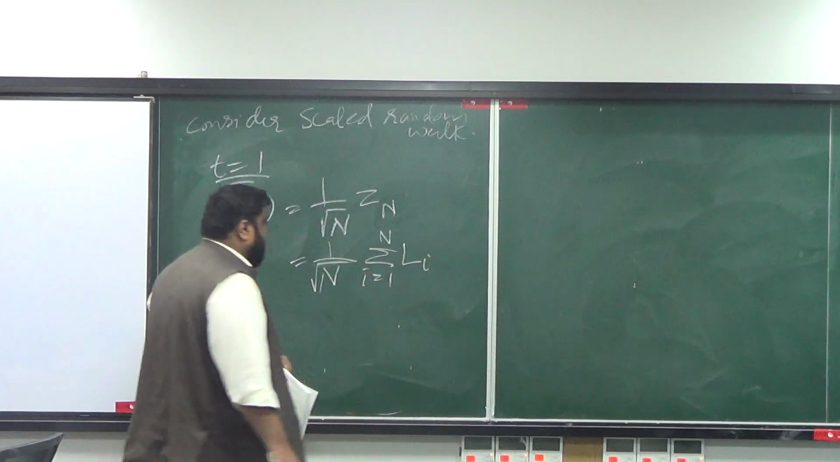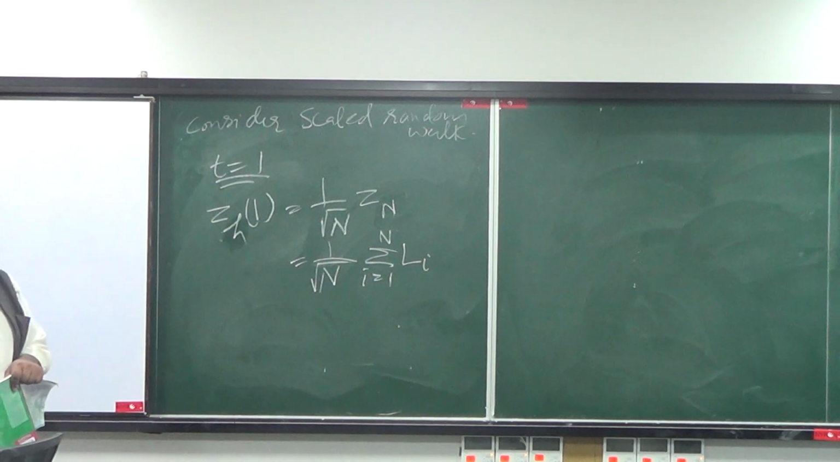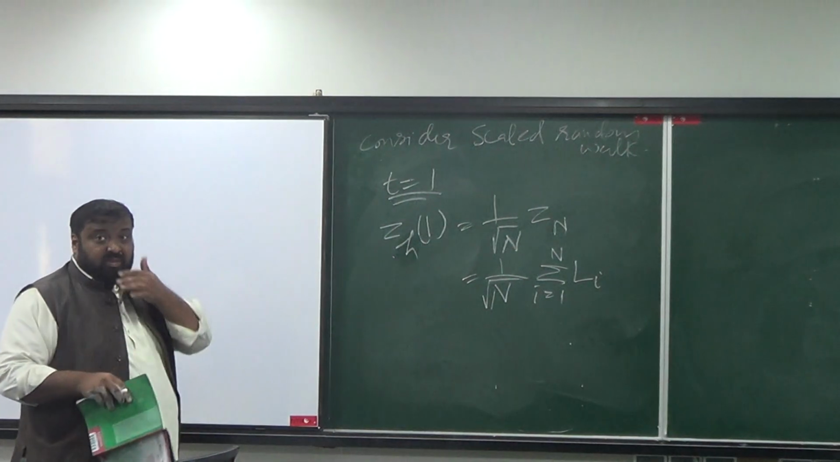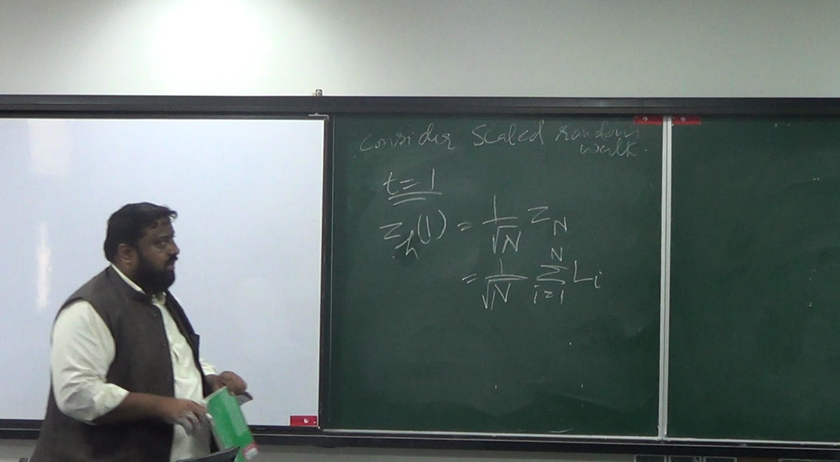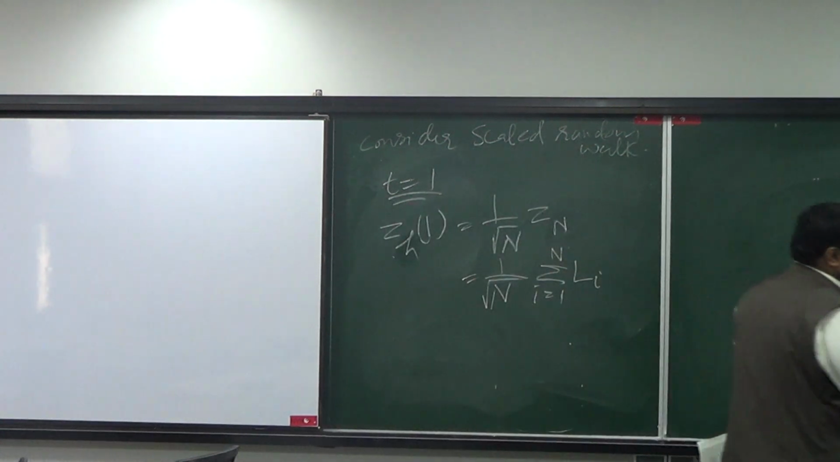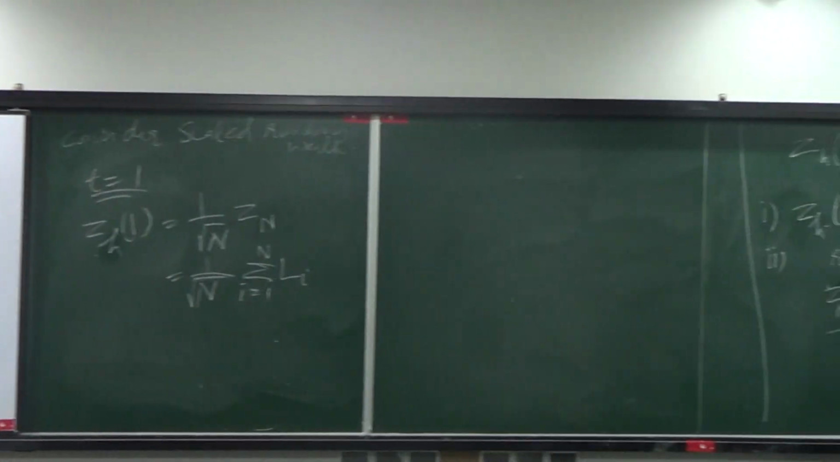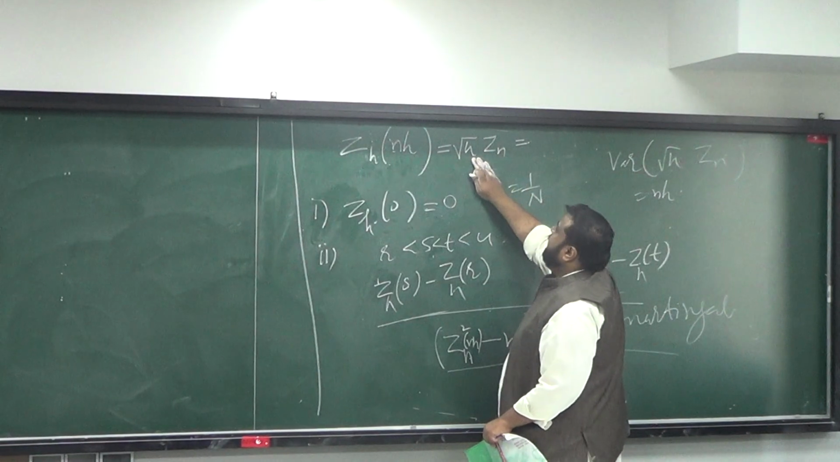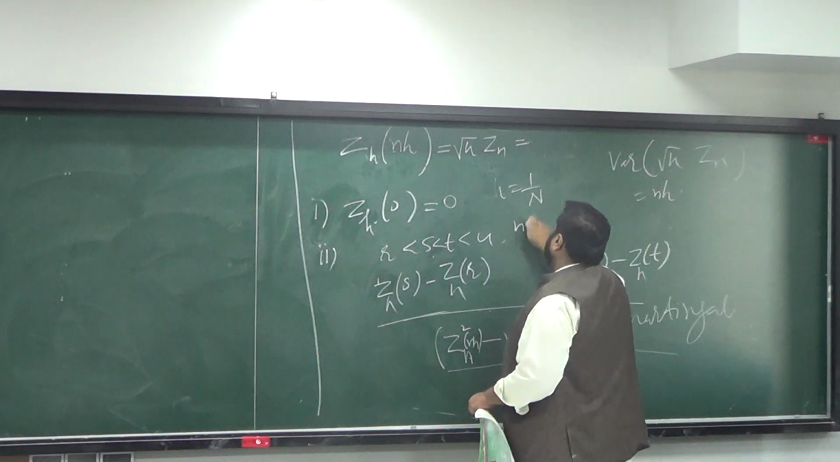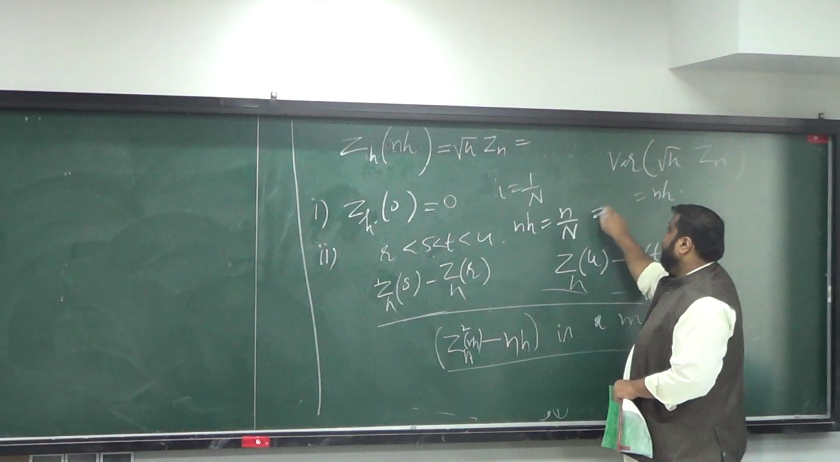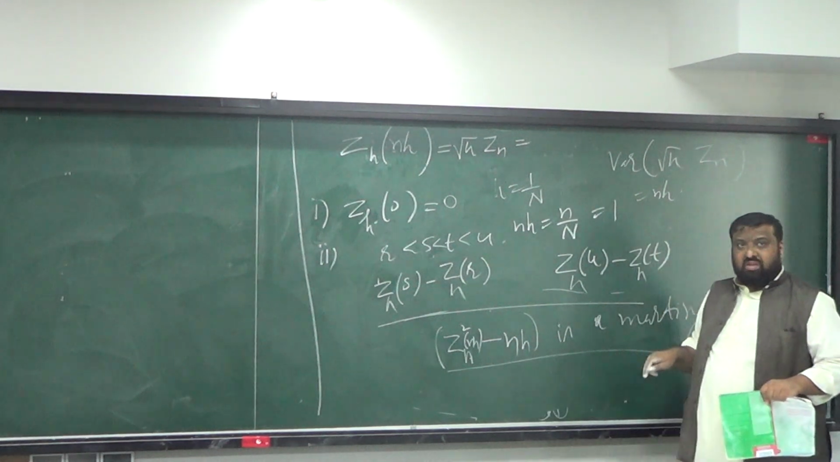Where the Li's are your scaled ones. Not scaled, okay? They're not scaled ones. Just write explicitly. So if I say I have this nh, which is n by n, and I'm keeping it to 1 actually.